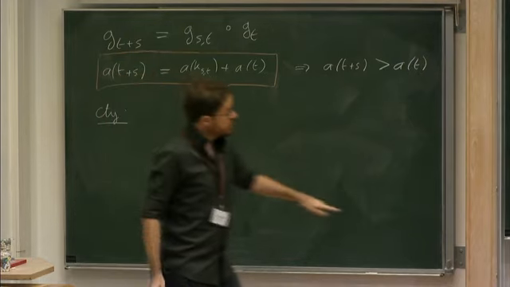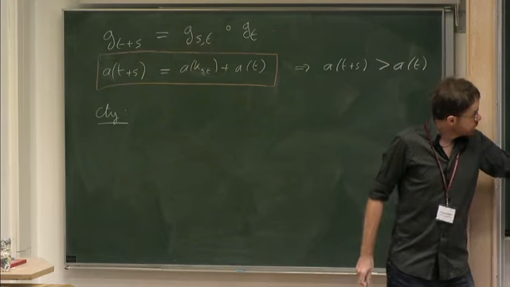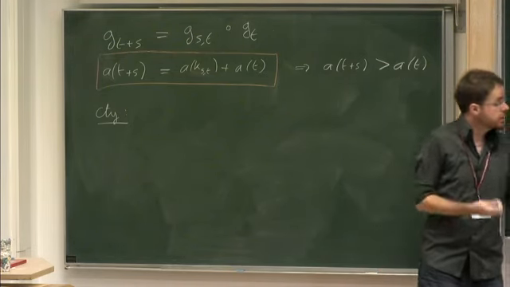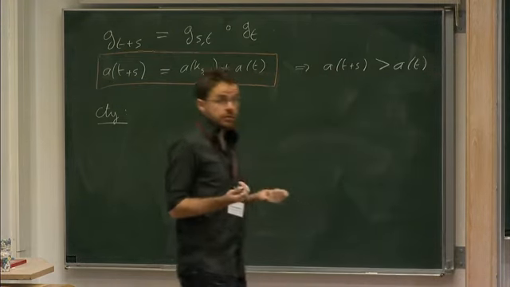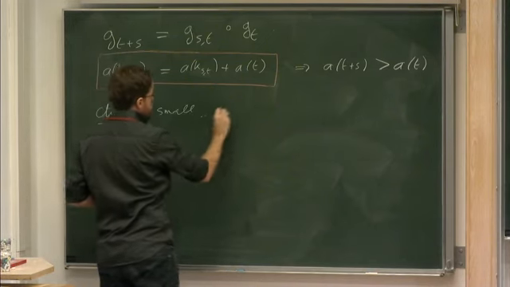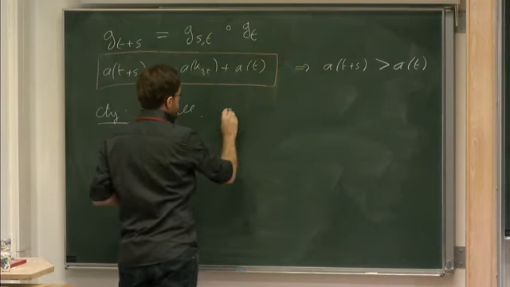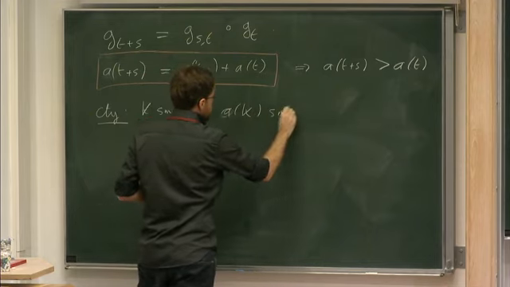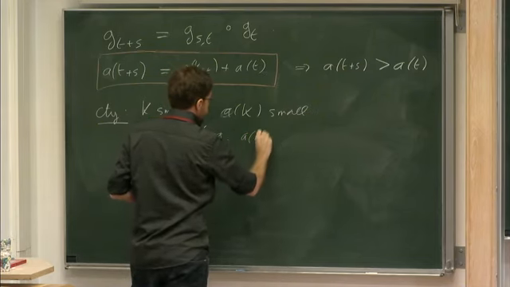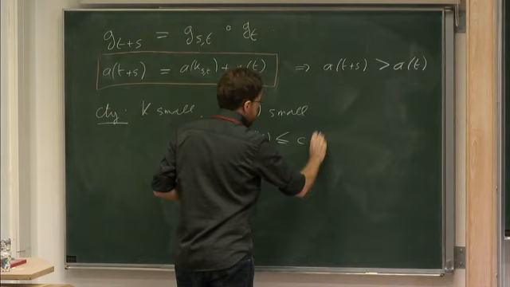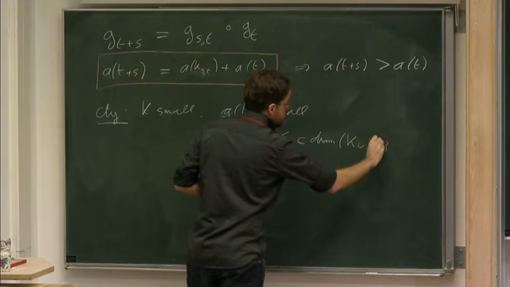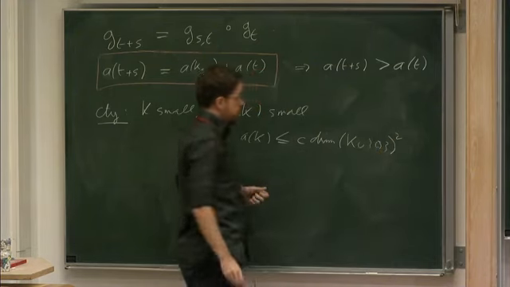So, for instance, by this example here, we know that the capacity of a set is bounded by some constant times the square of its diameter. So if K is small, the capacity A of K is small. So, for instance, A of K is less than c times the diameter of K union 0, squared, something like that.